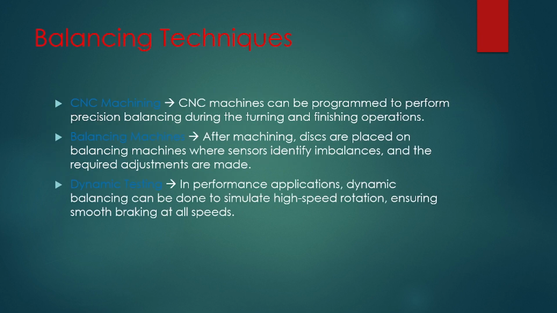So, balancing techniques. There are three types of balancing techniques: CNC machining, balancing machines, and dynamic testing. CNC machines can be programmed to perform precision balancing during the turning and finishing operations. Balancing machines are used after machining. Discs are placed on balancing machines where sensors identify imbalances and the required adjustments are made. About dynamic testing, in performance applications, dynamic balancing can be done to simulate high-speed rotation, ensuring smooth braking at all speeds.